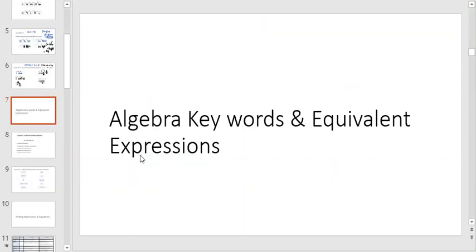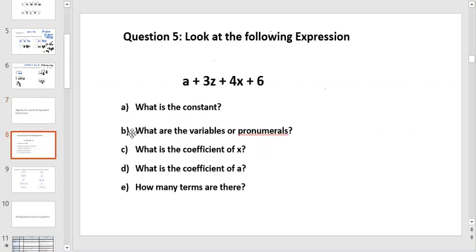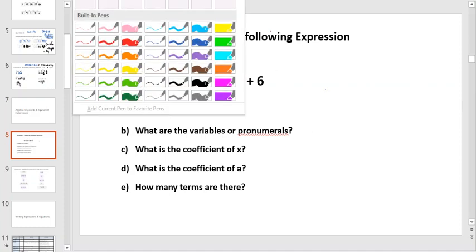Okay, our next section is on algebra keywords and equivalent expressions. There are a lot of keywords in algebra that we have been learning, and it's very important you understand these because you will see all of these at some point in your studies, especially your tests. Okay, so question 5 says, look at the following expression. So there is our expression.